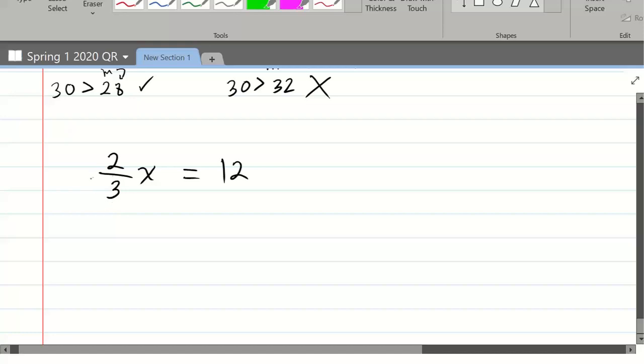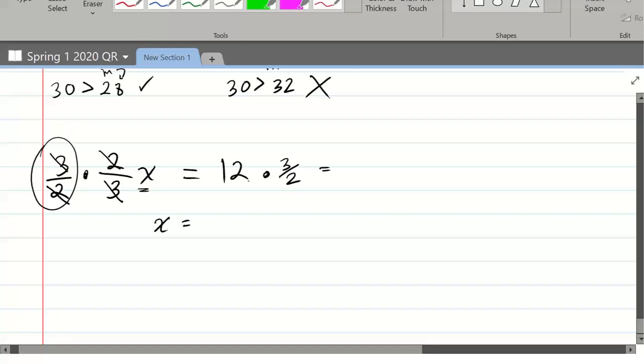To get rid of this entire 2 over 3, we want to multiply it by its flipped. So multiply it by 3 over 2. What this does is you have a 3 on the top, a 3 on the bottom, cancels out. You have a 2 on the top, a 2 on the bottom, cancels out. You're left with just x. Again, same thing, multiply by 3 over 2 on this side, because remember, you're multiplying it on both sides by the same number, right? So we get x is equal to 12 times 3 over 2.